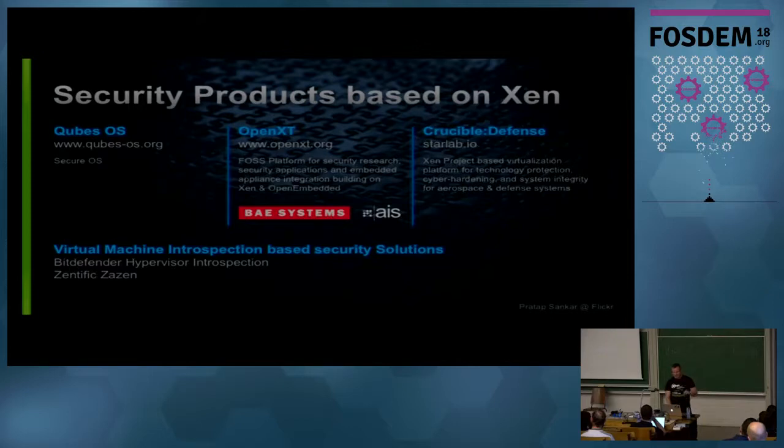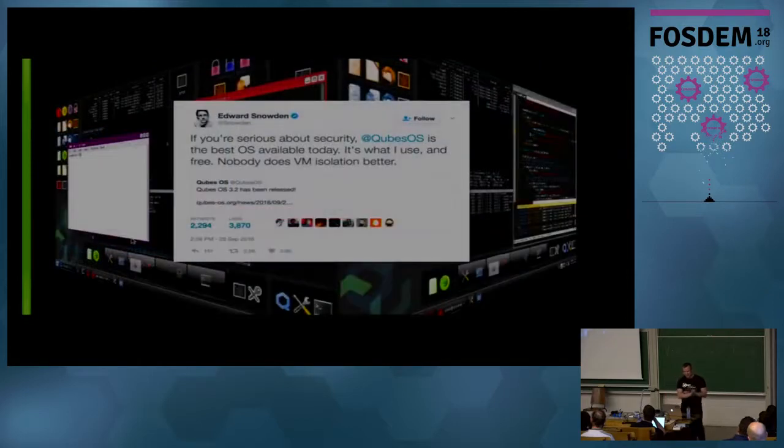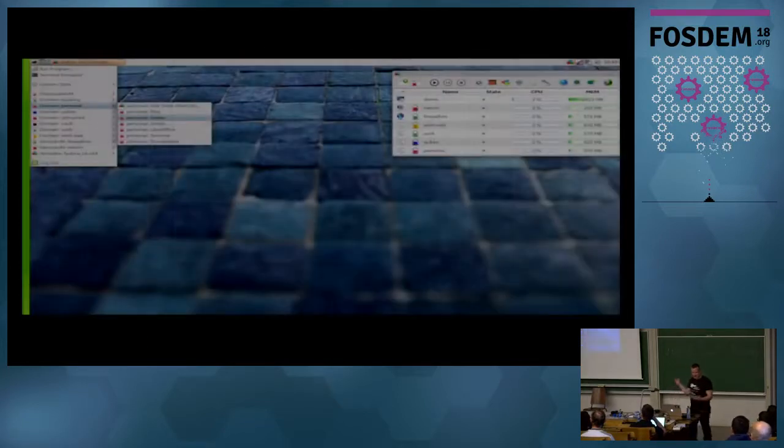I wanted to briefly show how some of this works in practice. Qubes OS, Edward Snowden likes it, which is probably a good thing. And how does this work? You have your typical Fedora UI here. On the top right, you see all the VMs that are running. And on the left, it's like an application starter, like on Windows, where you can define which application runs in which VM.